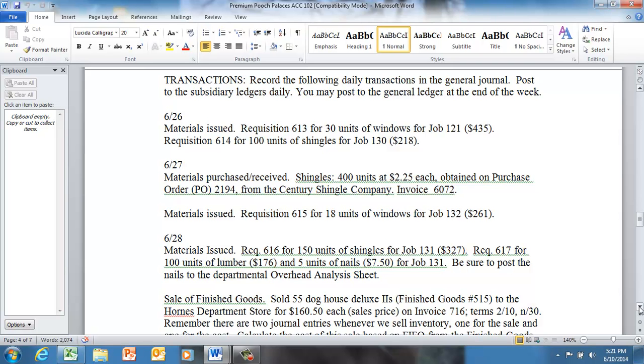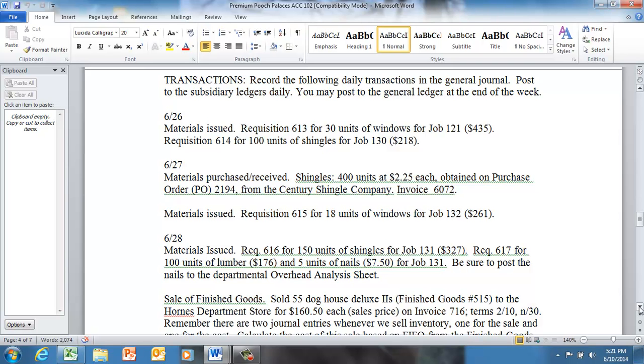Requisitions, we've got requisition forms. These are forms where somebody from the factory floor says, okay, I'm ready to start on a particular job. I need some materials. And so they fill out a requisition form, and those are all pre-numbered. So here we have number 613 and 614. They fill those out for what they need for that job, and they send it to the material storeroom.